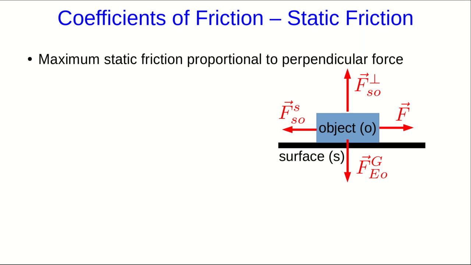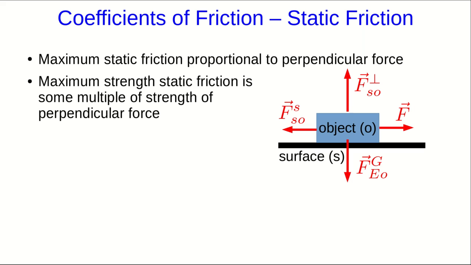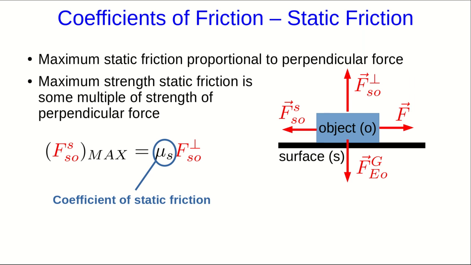The way we write that the maximum static friction is proportional to the perpendicular force often causes some confusion. Let me rephrase that statement. The maximum strength of the static friction is some multiple of the strength of the perpendicular force. We write it this way. So that is saying that the maximum static friction is the perpendicular force times a factor mu s, which we call the coefficient of static friction.